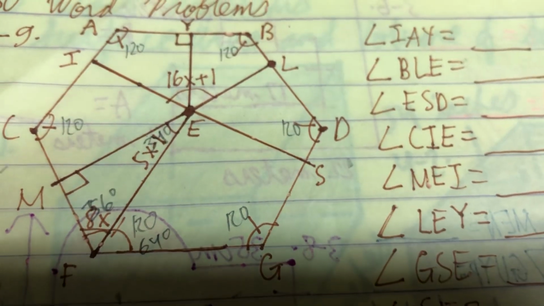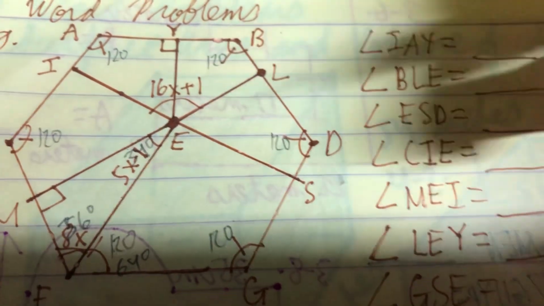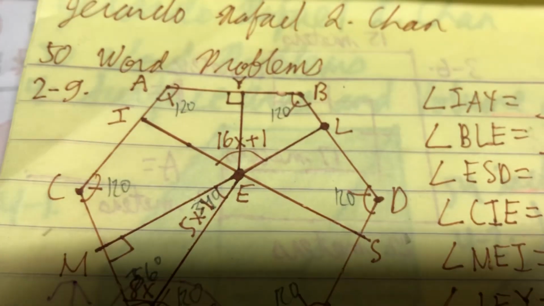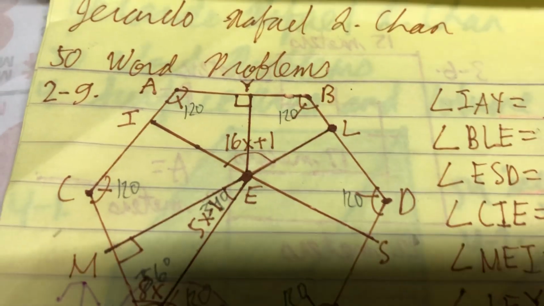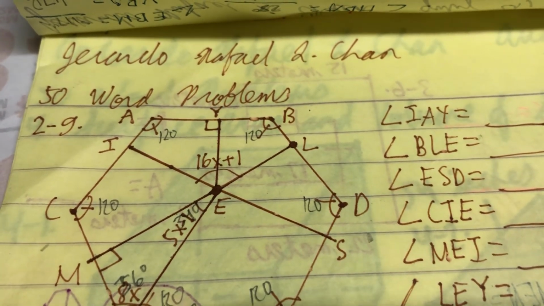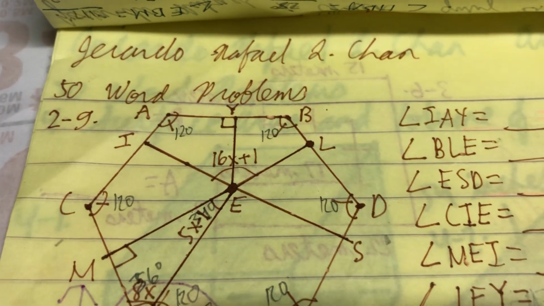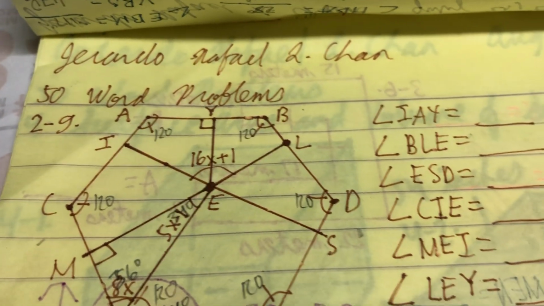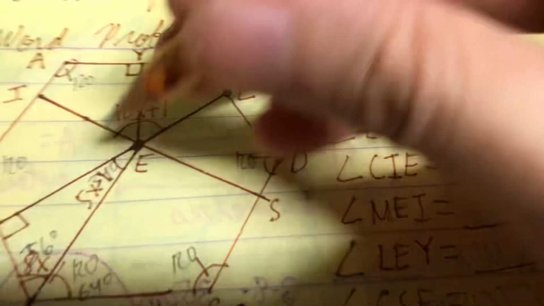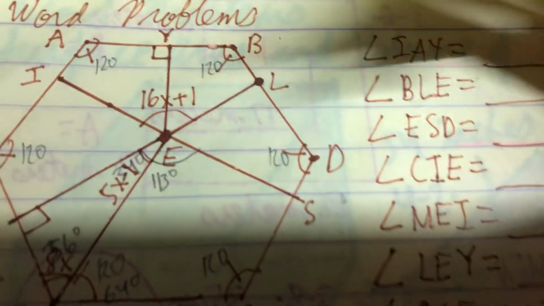Alright? But look, we still have another angle here. And there's an angle here. But wait, we have another clue. Do you see the 16x plus 1? Yes, that's 16x. That means it's 16 times 7, right? Because x is 7. 16 times 7 is 112. And 112 plus 1 is 113. So therefore, this entire thing here is 113 degrees on both sides.